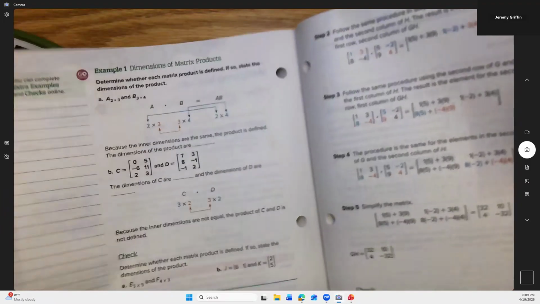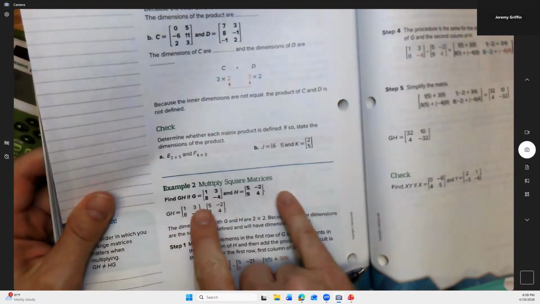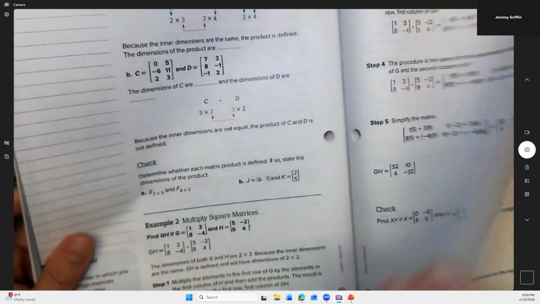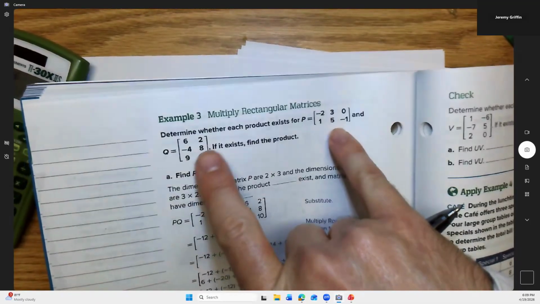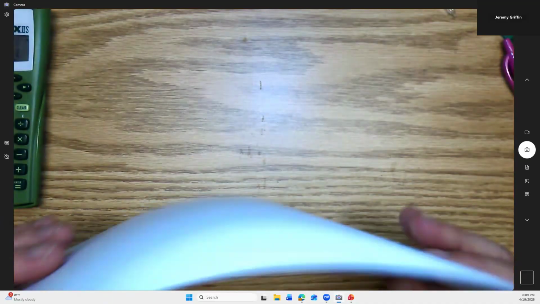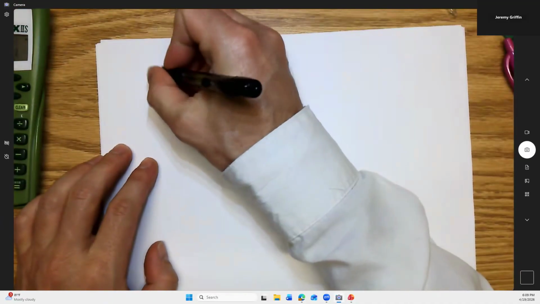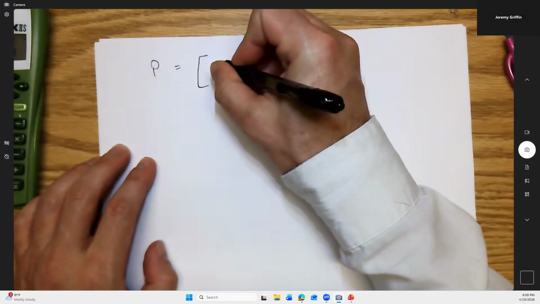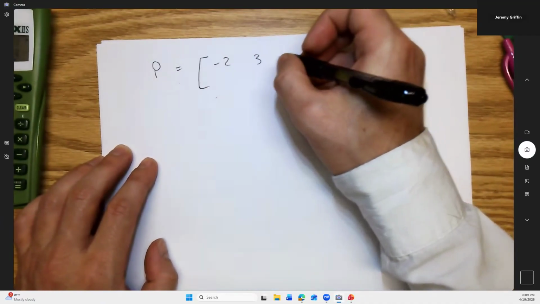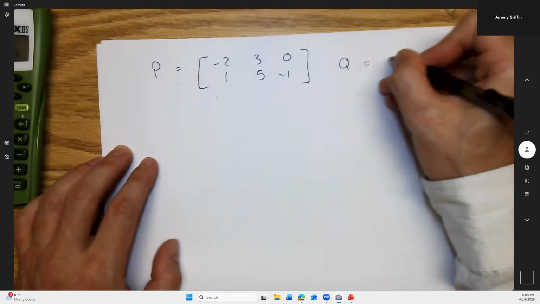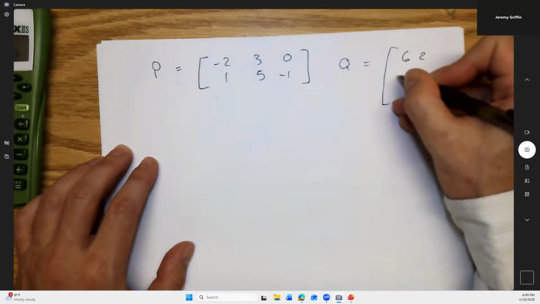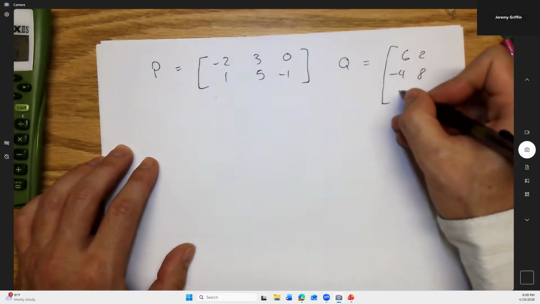All right, let's see what we got next here. So we did multiply square matrices, so we can do that. Now let's multiply rectangular matrices. So we got a P and a Q. I'll copy those down. P equals negative 2, 3, 0, 1, 5, negative 1. And Q equals 6, 2, negative 4, 8, 9, 10.